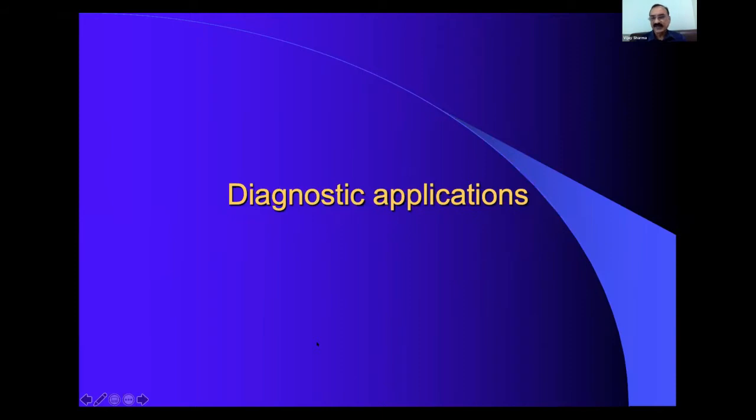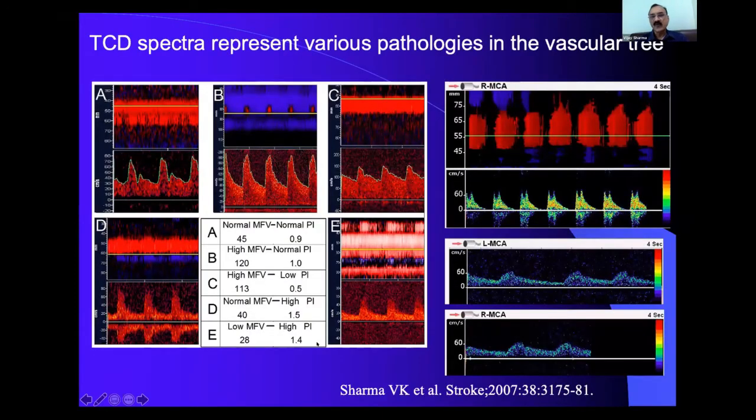So, diagnostic applications. TCD is all about pattern recognition. We are all trained to identify human faces. Once we see one face, you don't forget that face. Every one of us has a different face. The same is true of TCD, but the good thing is that there are only some types of faces. Once you remember these faces, then you know what is happening in the brain.